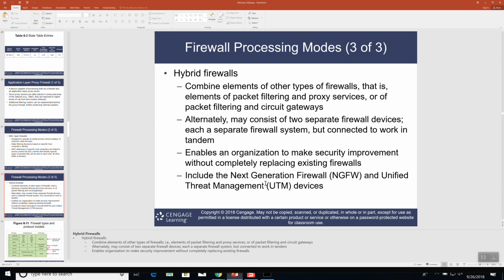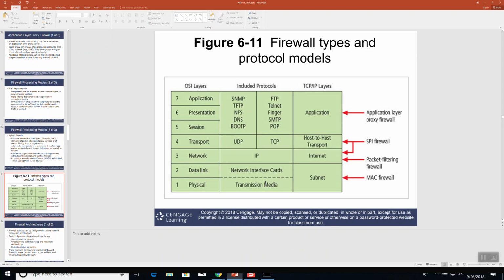Hybrid firewalls combine elements of the other types of firewalls. I'm not going to go over all this, since we won't have time because we didn't have class on Monday. Here's firewall types and protocol models. Got the application level, presentation, session, transport, network, data link, physical.